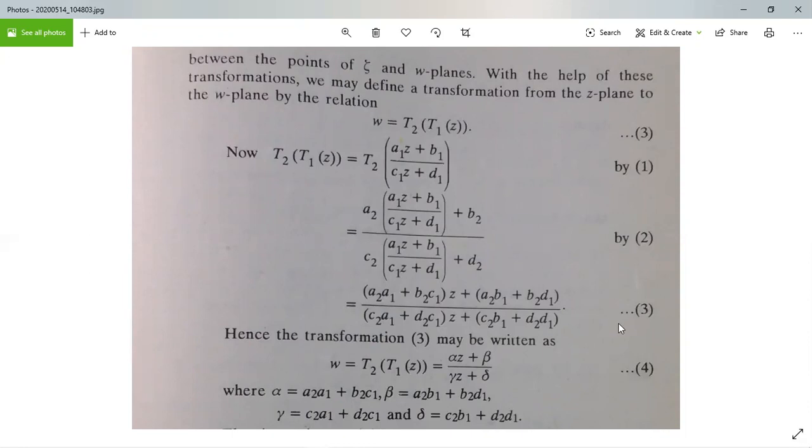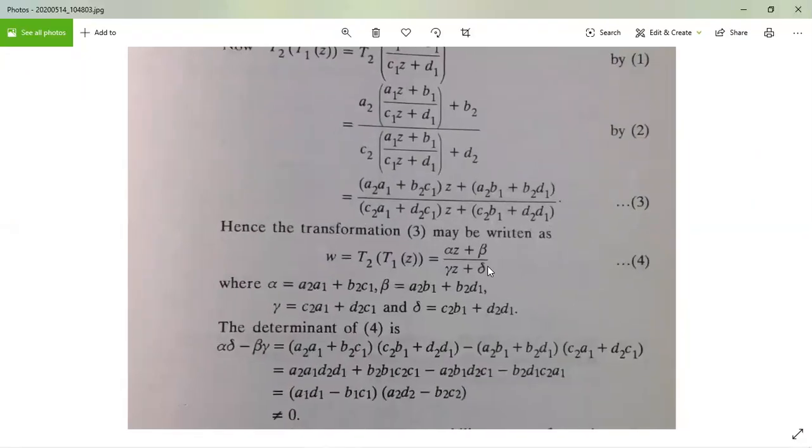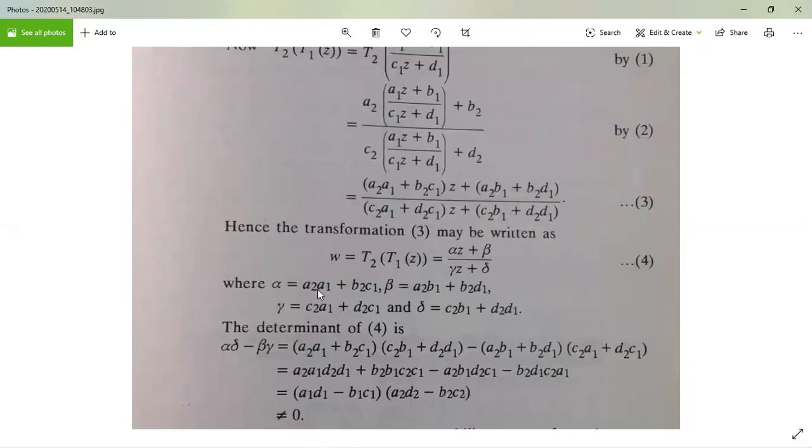Hence, the transform 3 may be written as omega equals T2 of T1 of z equals alpha z plus beta by gamma z plus delta, where alpha equals a2 a1 plus b2 c1, beta equals a2 b1 plus b2 d1, gamma equals c2 a1 plus d2 c1, and delta equals c2 b1 plus d2 d1.